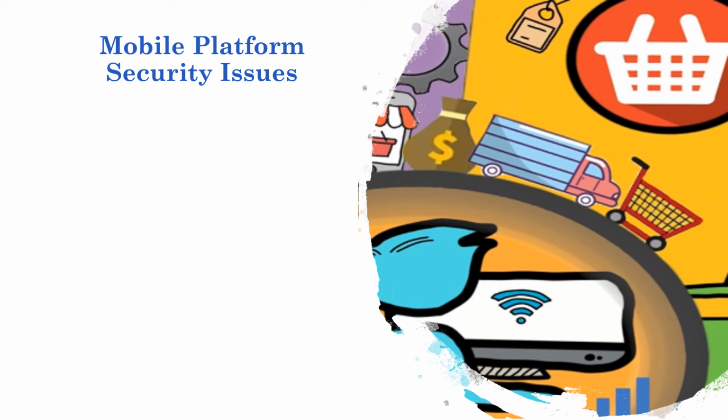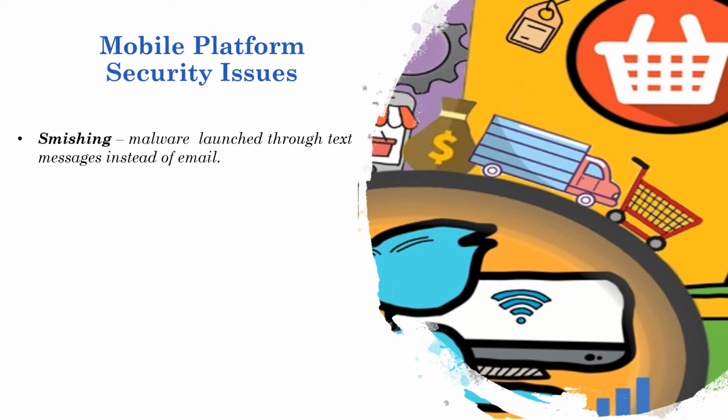Another mobile platform security issue is smishing. Like phishing scams, cyber criminals attempt to trick people into downloading malware, clicking on malicious links, or disclosing sensitive information. A smishing attack is launched through text messages instead of email.